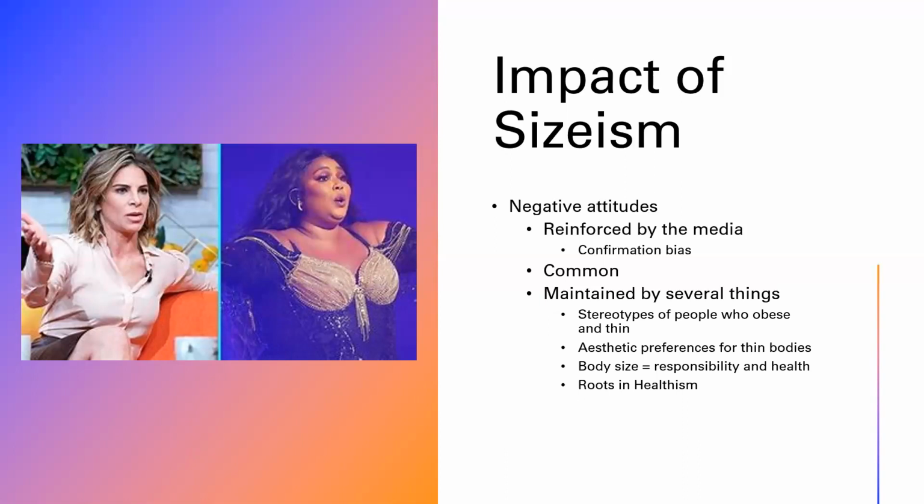With these stereotypes in mind, these stereotypes maintain these attitudes. Aesthetic preferences also maintain these attitudes. So when we're looking at modeling, right? For many, many years in Victoria's Secret, we had not seen a model who was a person of size. We've typically seen models who are rather thin, right? People who model lingerie, they are typically thinner. And it's important to note that they don't really look like that in real life.